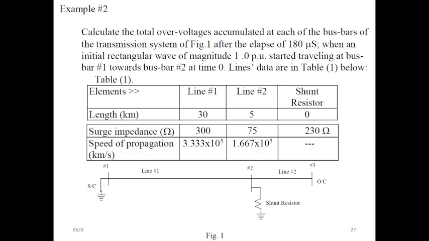The system consists of two transmission lines with different lengths, surge impedances, and propagation velocities, as well as a short resistor connected to one of the buses. These parameters significantly influence how the traveling wave behaves, how it reflects at impedance discontinuities, and how it interacts with the network elements.